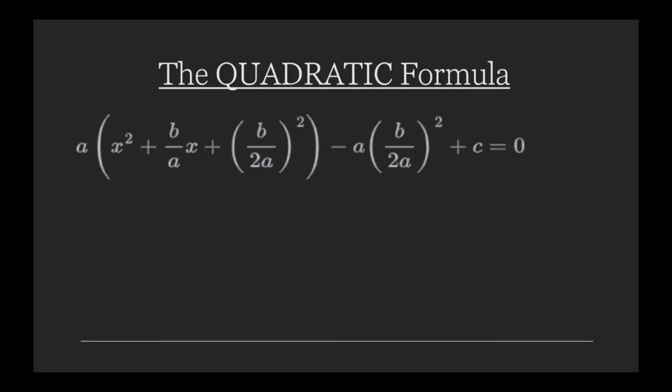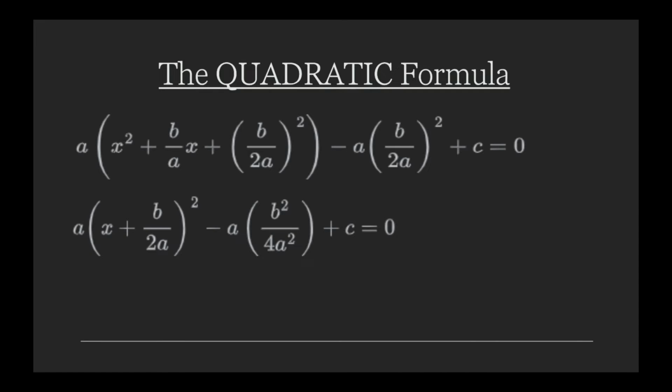Now, same equation from before. We can now factorize it to x plus b over 2a, everything squared. And this is basically what completing the square does. We make it so that there is only one x as opposed to 2. I also multiplied out the squares, so b squared over 4a squared plus c.